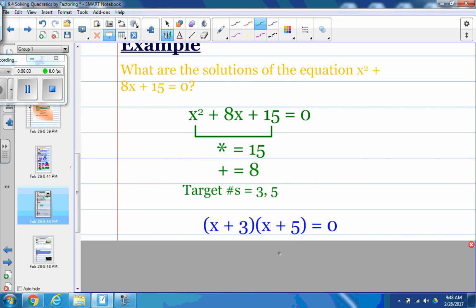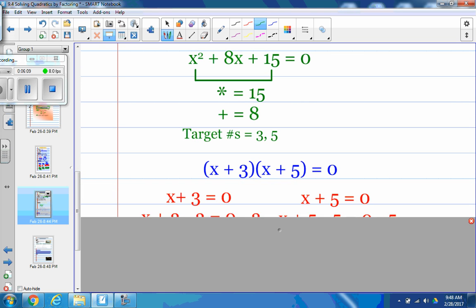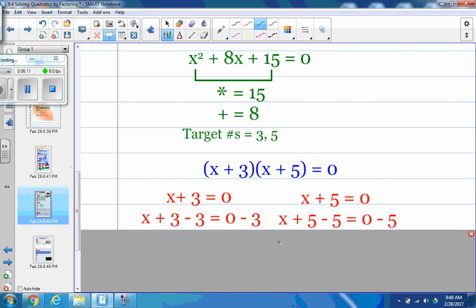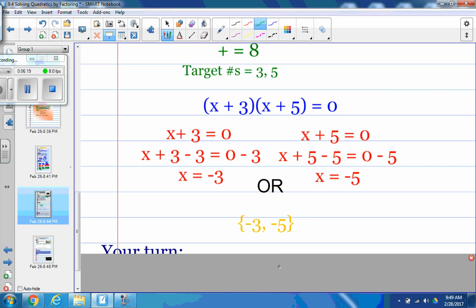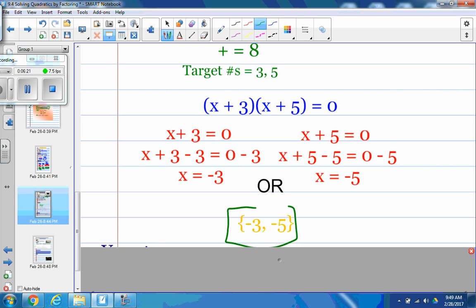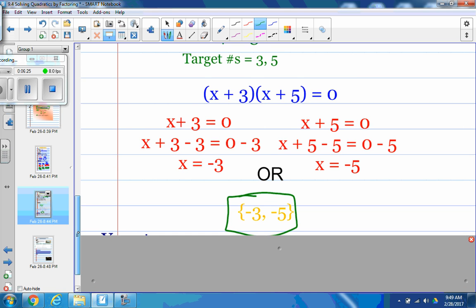And now we're back to what we just did on the last page. We can use the zero product property. Set them each equal to 0 and solve them. One step for each of these. Subtract 3 on the left one and subtract 5 on the right one. And you end up getting x is equal to negative 3 or x is equal to negative 5. So there's our solution set. Those are the two values for x that would work.